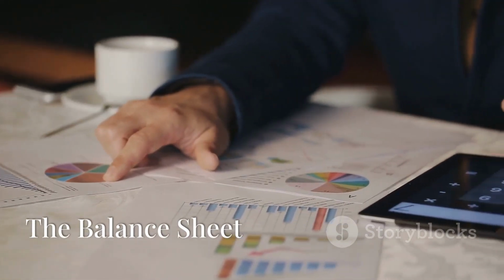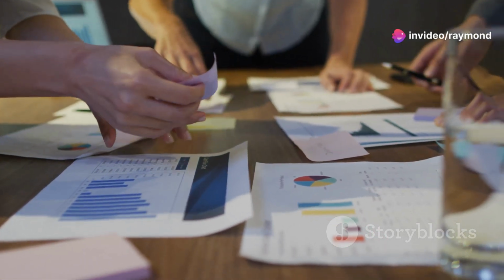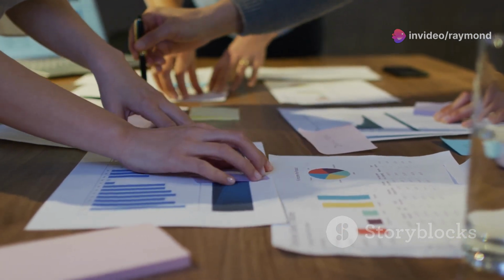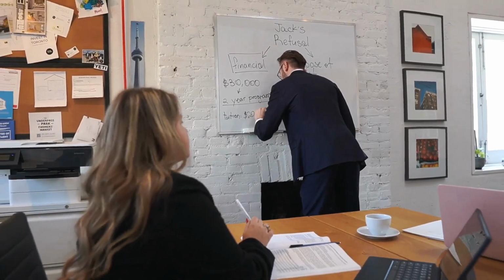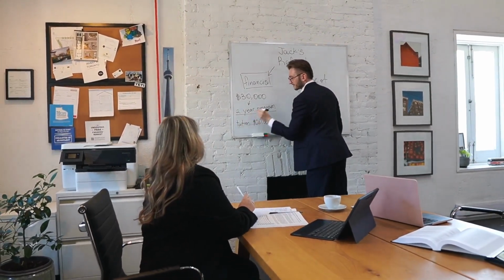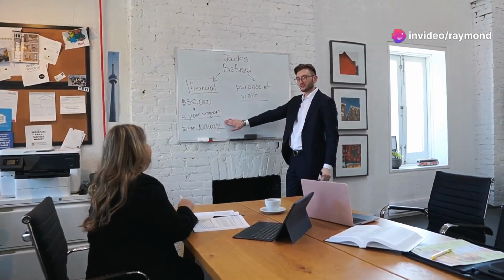The balance sheet. Unlike the income statement that shows how a company did over a period, the balance sheet gives a quick view of the company's financial situation at one specific moment. The accounting equation. The balance sheet follows a simple rule. What a company owns, assets, equals what it owes, liabilities, plus what the owners put in, equity.